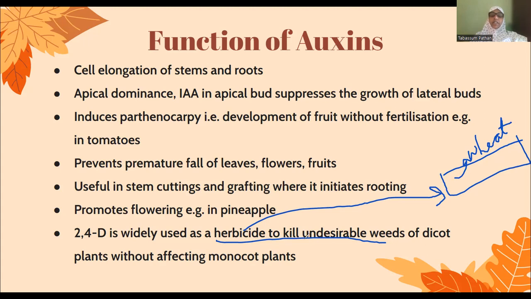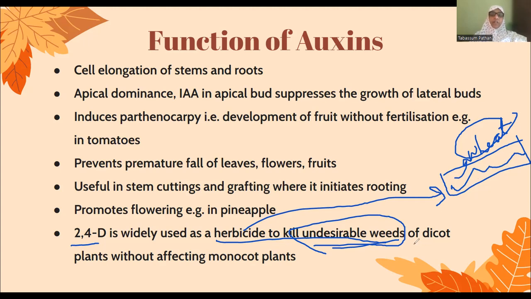So you do not want undesirable weeds to grow in your field where you are growing wheat on a larger scale. So you can spray auxins, which will kill the unwanted plants, undesirable weeds. Because if these weeds grow in the field, there will be competition between the wheat and the weeds for the nutrition that is there in the soil.